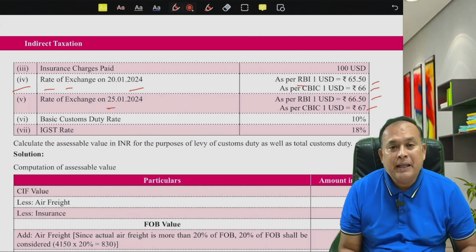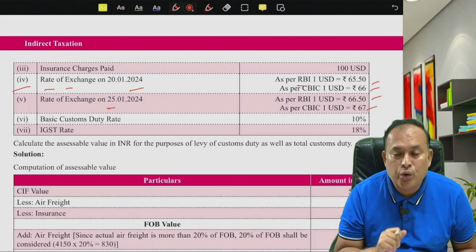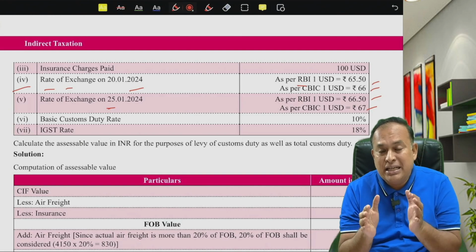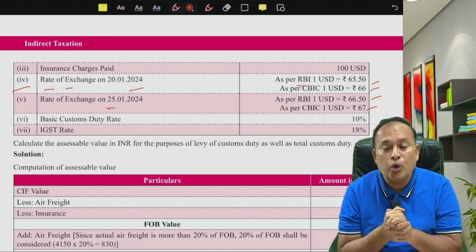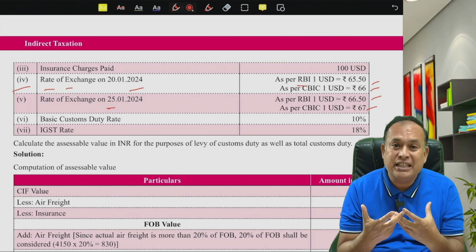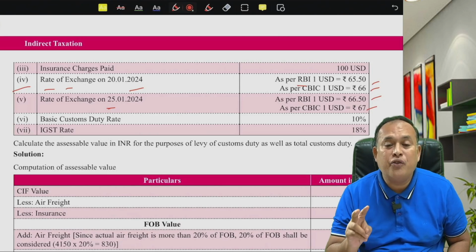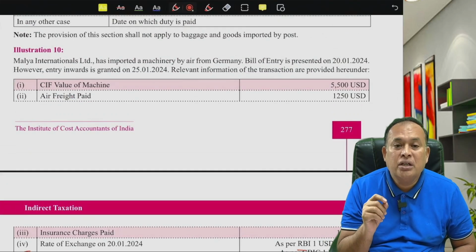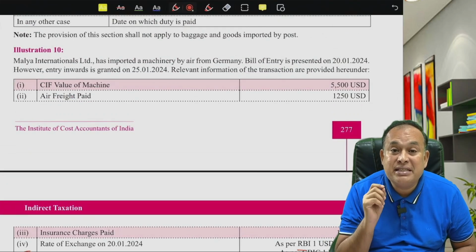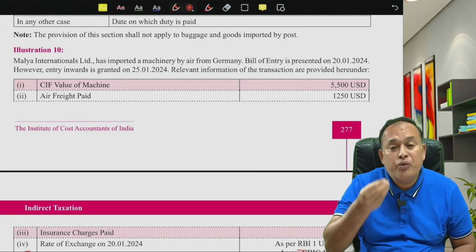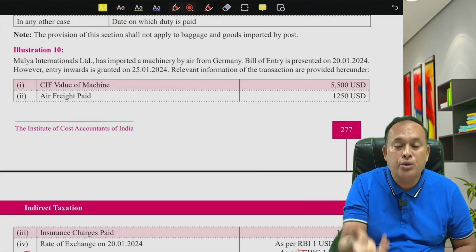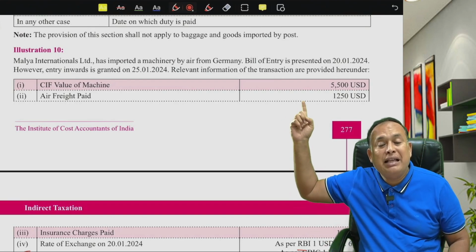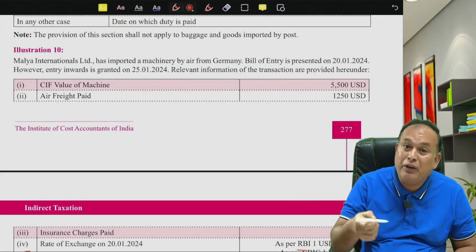Generally, in the last class, as a revision, I told you in lesson number 3: when there is air freight, such air freight should not exceed 20% of the FOB value of the customs. In the given case, we have been given the CIF value, not the FOB value, so we want to find out the FOB value. The given CIF value here is 5,500. Therefore, first we have to find out the FOB value.